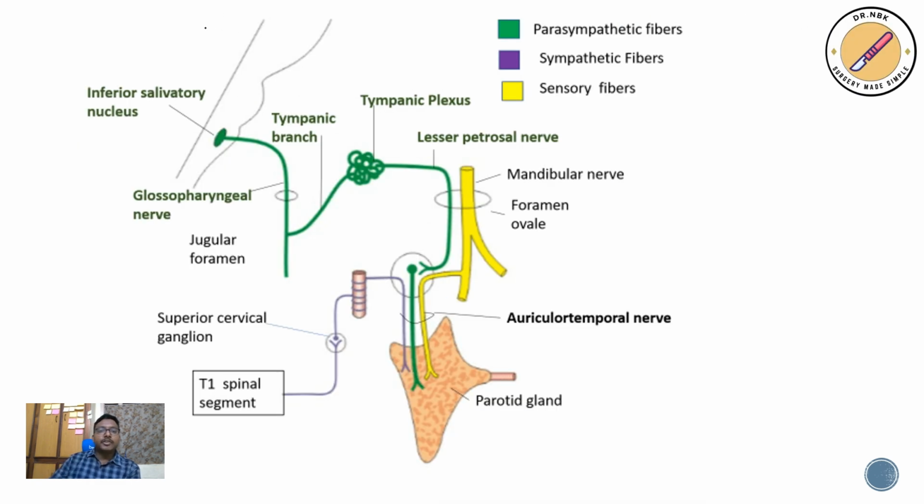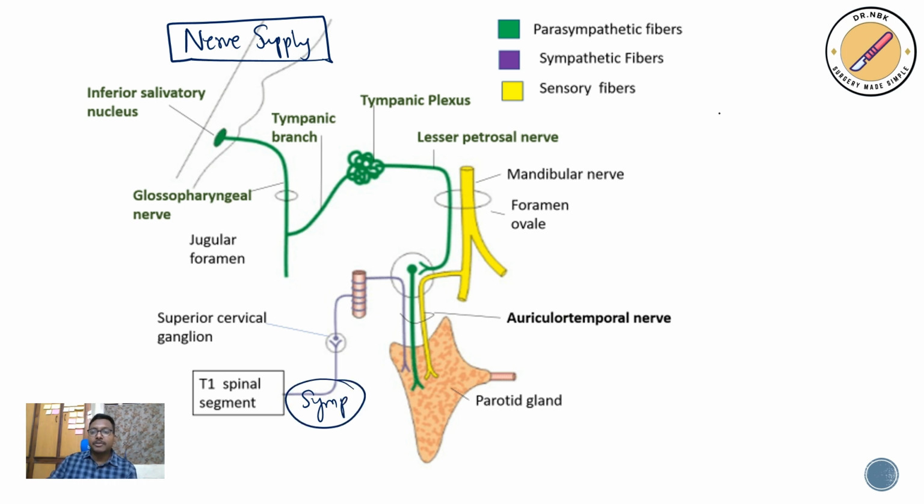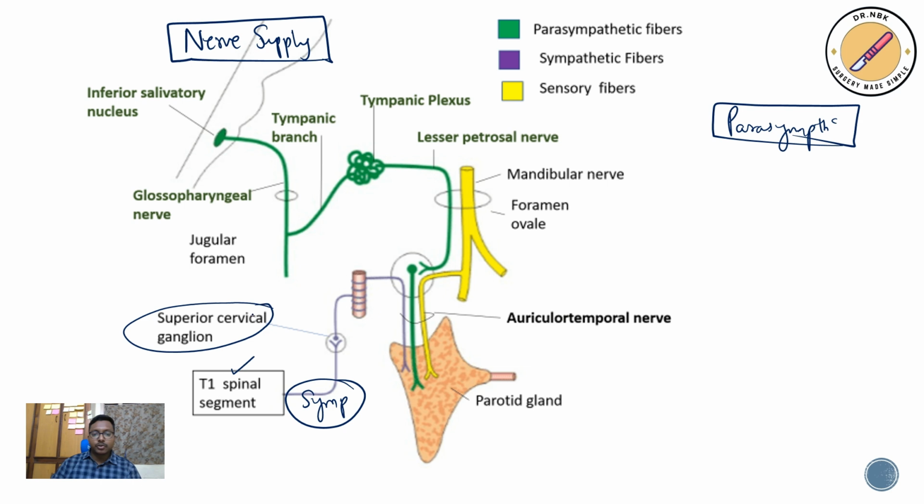Then coming to the nerve supply of the parotid gland. Regarding nerve supply, it is very important to understand: one is sympathetic, second one is parasympathetic. Parasympathetic is also related to the secretomotor pathway. So what is the sympathetic supply? As you can see here, from the T1 spinal segment, the superior cervical ganglion is the main source of sympathetic supply. After forming a plexus around the internal carotid artery, this will supply the parotid gland.